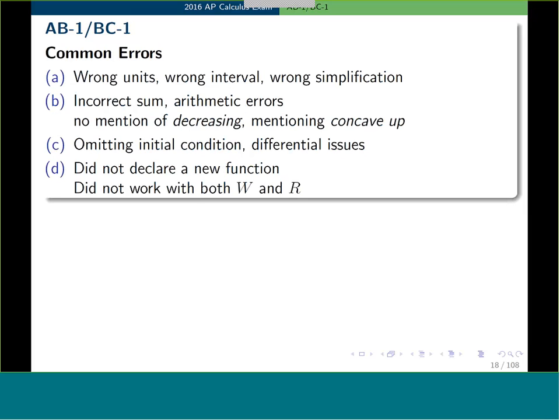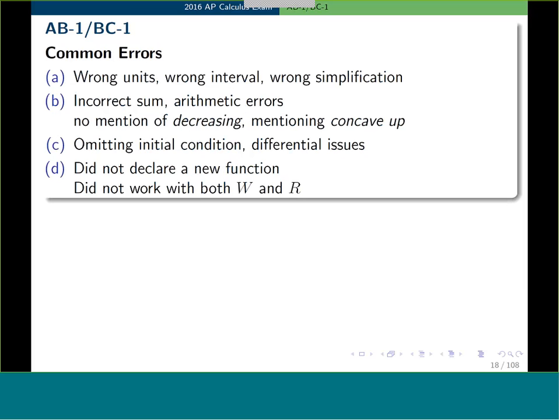So to conclude, here are some global common errors that we saw this year. We saw, of course, some wrong units, and some students using the wrong interval. This is a pretty common type of tabular function question that we've asked over the years, estimating a derivative. We expect students to pick an interval closest to the value that we give them.